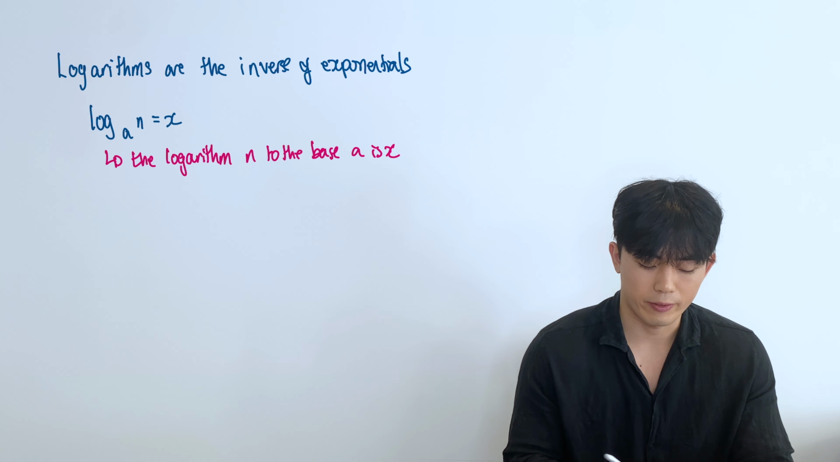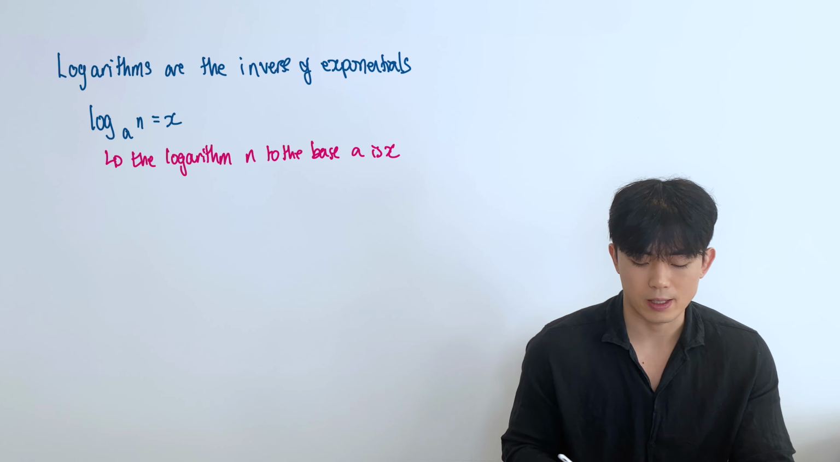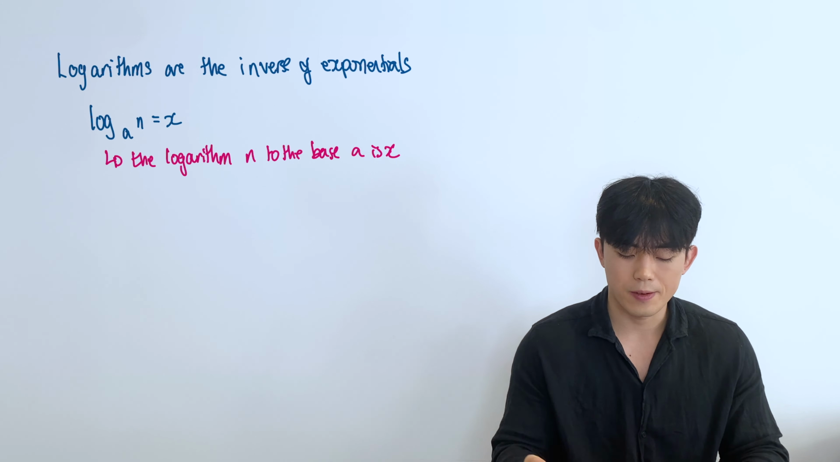Okay, so now we look at exponentials, we can look at something called a logarithm. And a logarithm is just the inverse of exponentials. And they're written like this, as I've shown here. And you read it like the logarithm n to the base a is x. So that's how you go about reading it. And as I said, it's the inverse of an exponential.